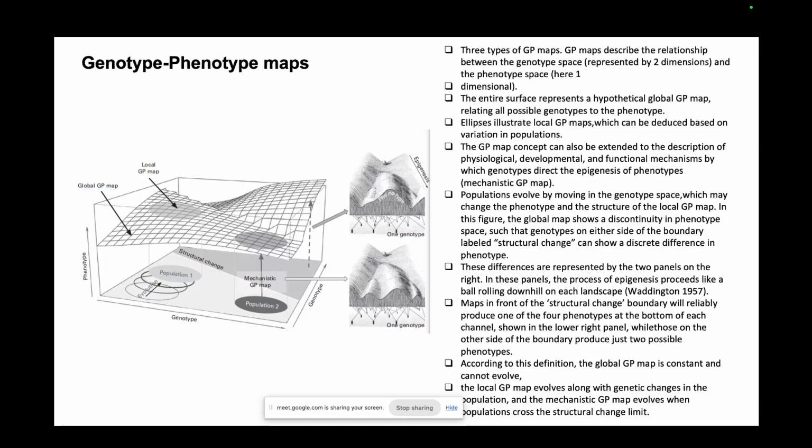The local genotype phenotype map evolves along with the genetic changes in the population, and the mechanistic genotype phenotype map evolves when the populations cross the structural change limit.